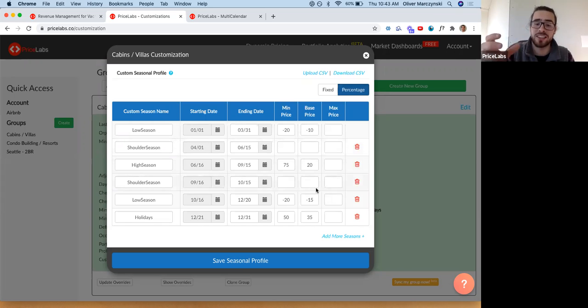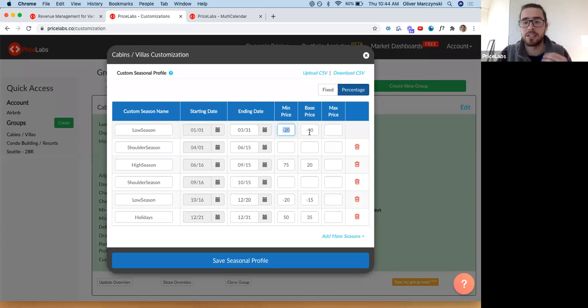Since we're managing things on the group level, you could say for all my listings in this group, take my standard minimum price and increase it by 75% in the high season. Or in the low season, take my standard minimum price and decrease it by 20%. Setting this up here once would then apply to all listings in bulk.